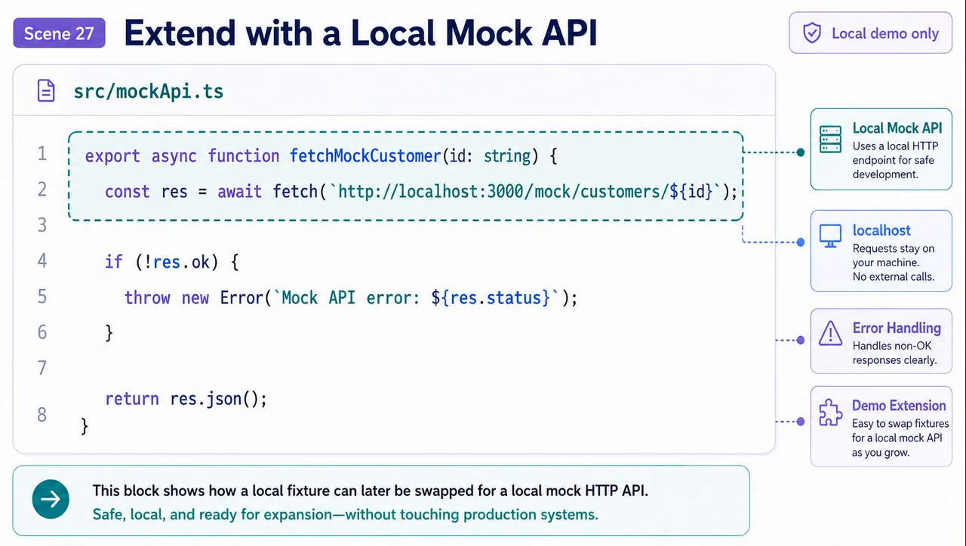With add guardrails before real systems in mind, the next piece is extend with a local mock API. After the array-based demo works, you can extend safely. A local mock API is a good next step. It still avoids production systems. The lookup tool can call localhost instead of reading from an array. This teaches HTTP error handling and async calls. Keep the tool interface simple while the backend changes. Only move toward real APIs after security design is ready.